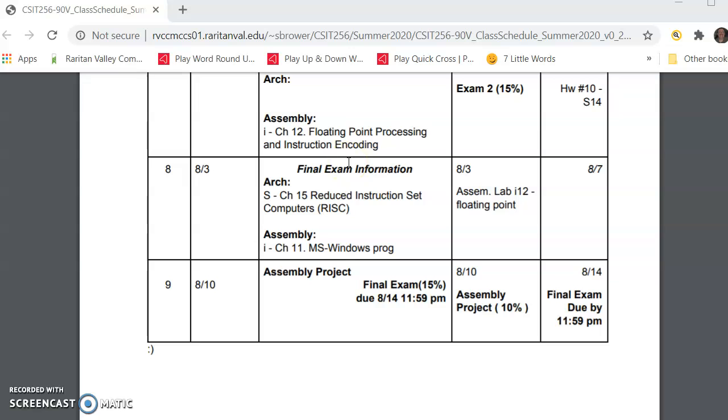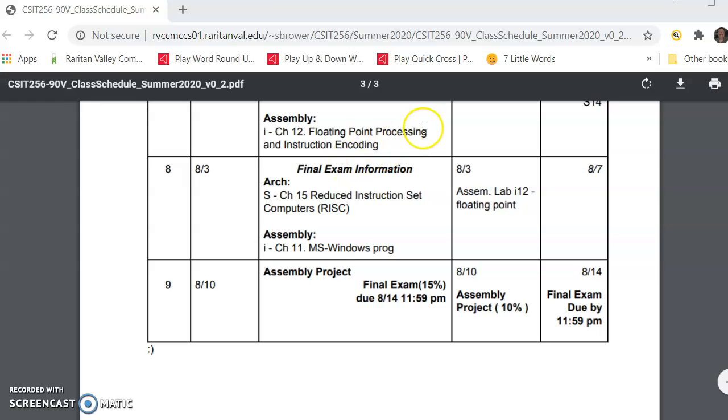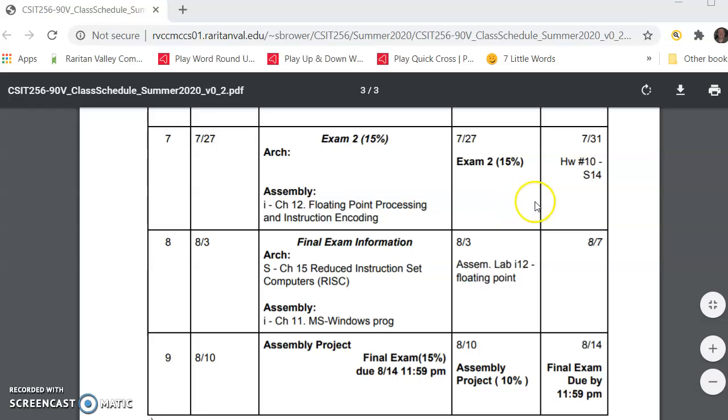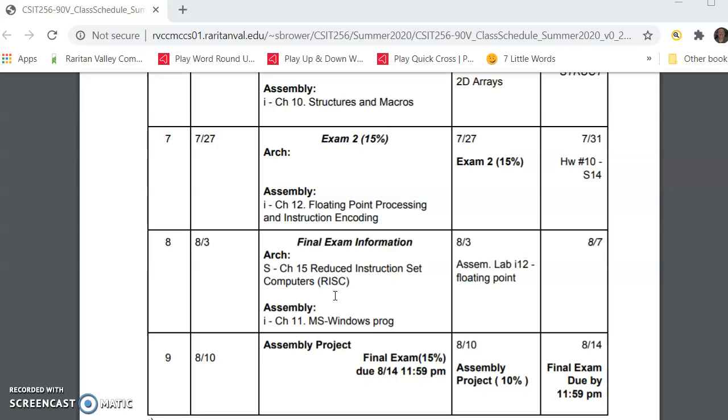Now, the assembly project will be posted probably closer to 7/31. As of the recording of this video, I haven't figured out exactly when it will be, but around 7/31, information on the assembly project would be posted. And if we were in the classroom, if we're finishing up this lab here tonight, then we would have lab time here and lab time here to work on the assembly project.